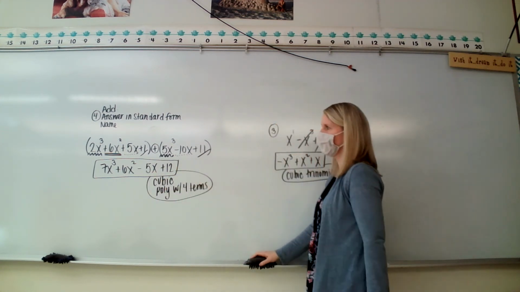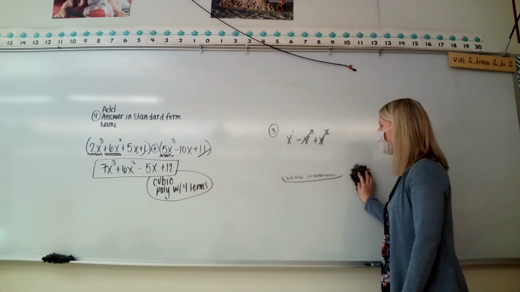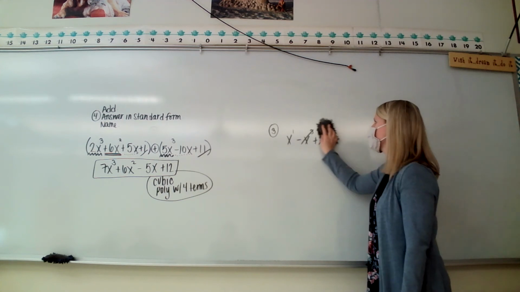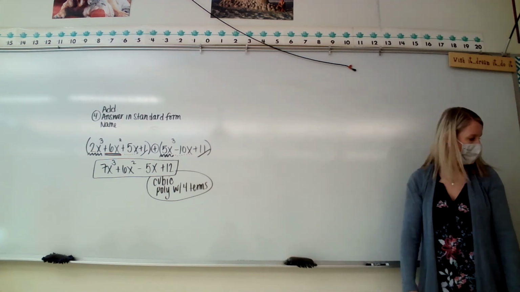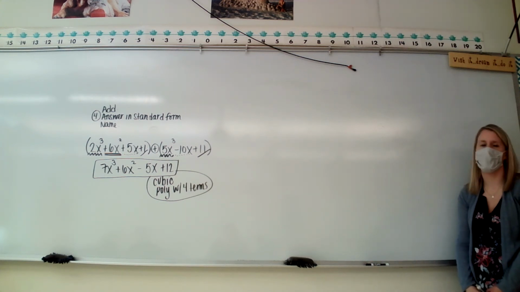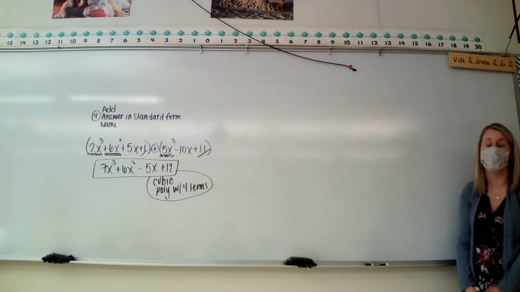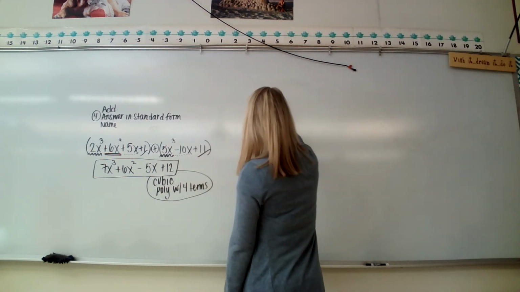That's the idea. So main goal, we've combined like terms a million times this year. That's all you're doing with addition and subtraction, combining like terms. Just make sure when you write your answer, it is in standard form from highest exponent to lowest, and then you're naming it. So let's look at a subtraction, and then you guys are going to try, and then we'll be done.